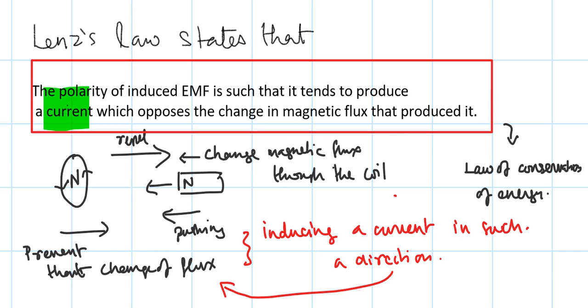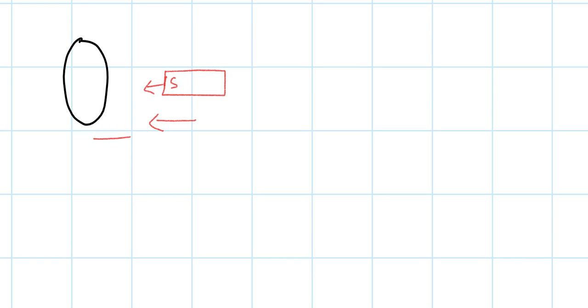So now you can easily analyze various situations. Let me just give you an example. Suppose you have a coil. Instead of a north pole, I am bringing a south pole towards this coil. What will happen at the coil? The coil will try to prevent the change in flux. What will it do? When you are bringing the south pole towards it, this coil will try to repel it.